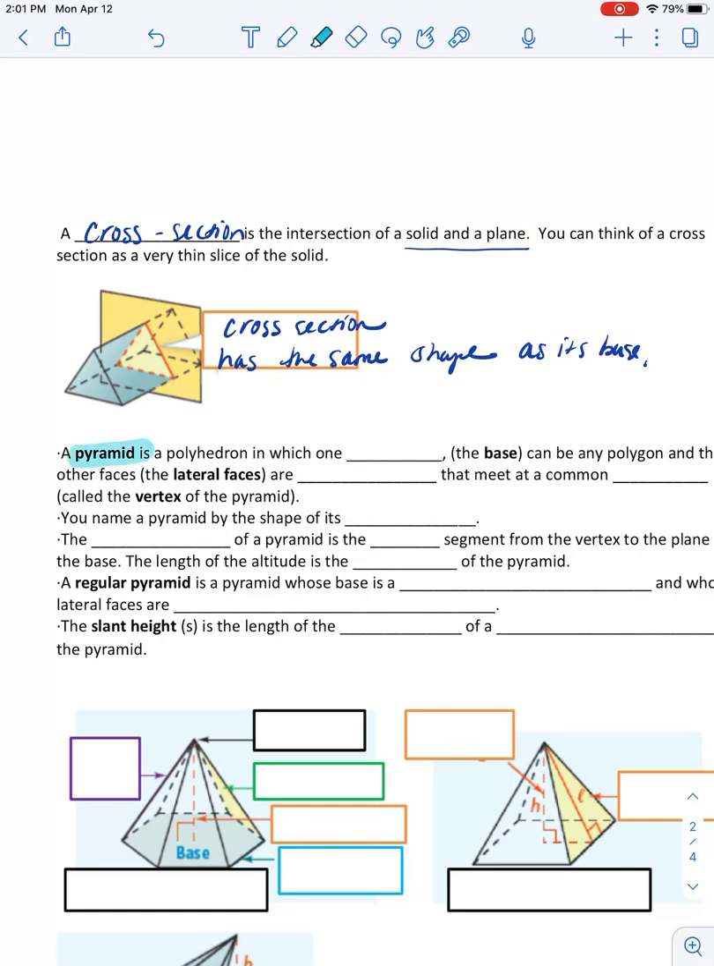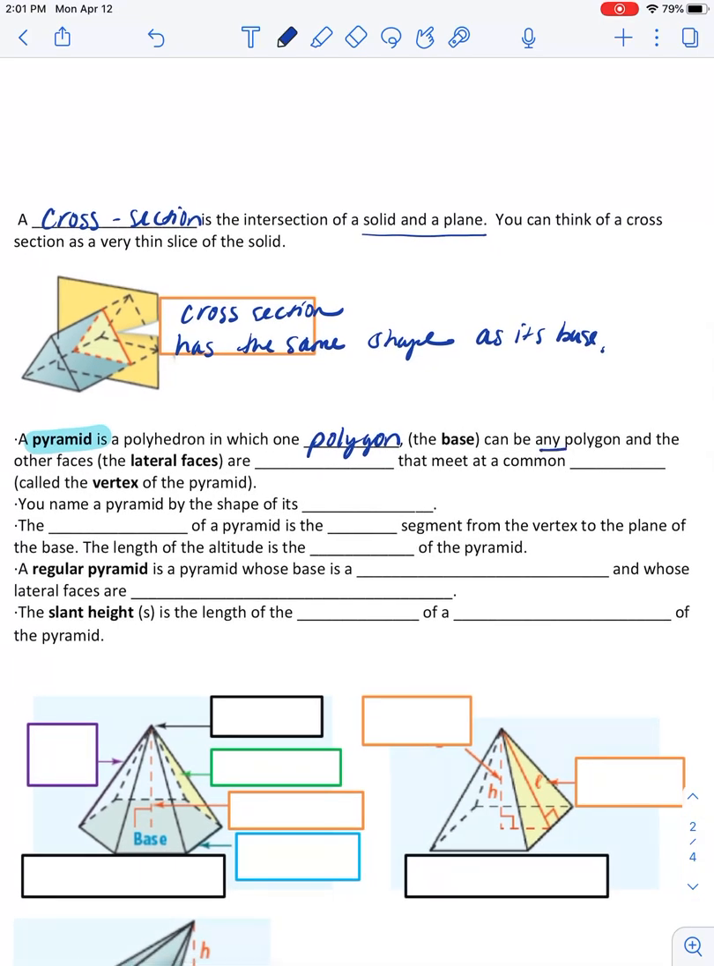Now we're going to talk about pyramids. I think most of you have seen pyramids before, like the Great Pyramids in Egypt. We've seen them in pictures for sure. Now, a pyramid is a polyhedron in which one polygon, the base, can be any polygon again, and the other faces, also called lateral faces, are triangles. Those triangles meet at a common point called the vertex of the pyramid. The difference between a pyramid and a prism is that a pyramid has only one polygon base, whereas a prism has two. And because it only has one base, all of the lateral faces are triangles and not rectangles.